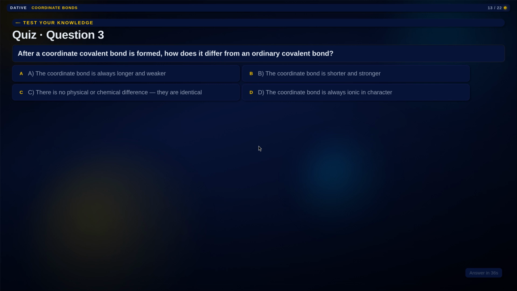Quiz question 3. After a coordinate covalent bond is formed, how does it differ from an ordinary covalent bond? Option A, the coordinate bond is always longer and weaker. Option B, the coordinate bond is shorter and stronger. Option C, there is no physical or chemical difference. They are identical. Option D, the coordinate bond is always ionic in character. Remember what we learned about NH4+.